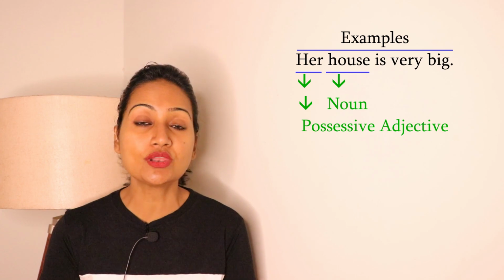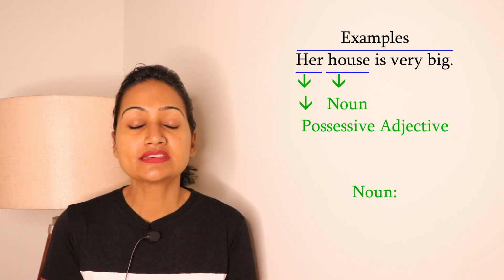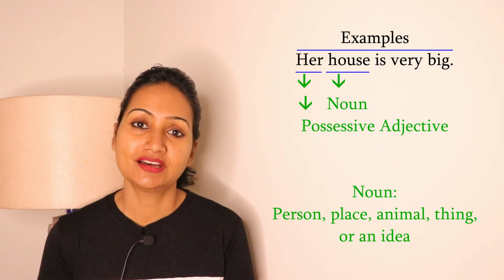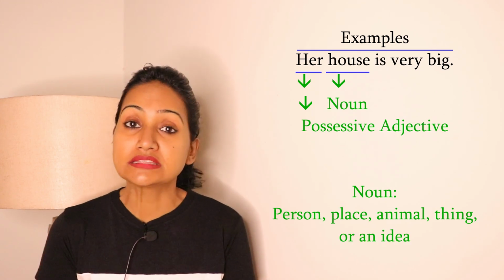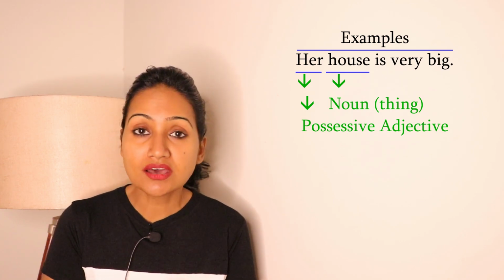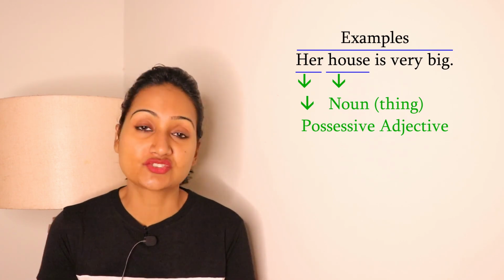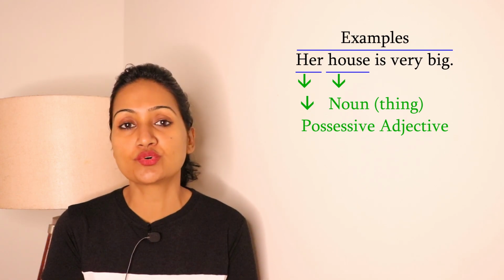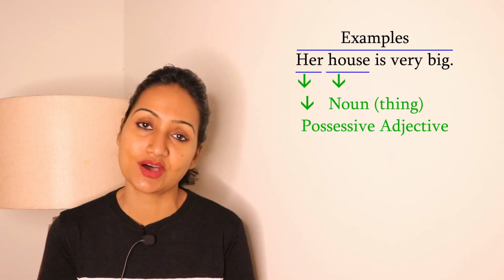House is a noun. We all know that a noun is a person, place, animal, thing or an idea. Here house is a thing and this is a noun. In her house, her is a possessive and an adjective. That's why it's a possessive adjective and it comes before the noun, that is house.